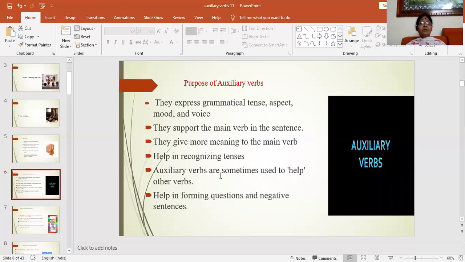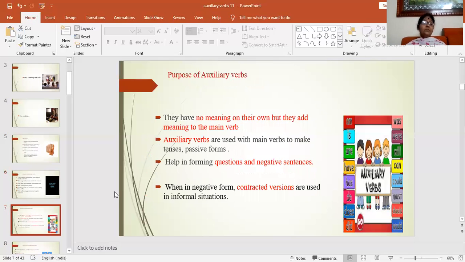Now, these helping verbs are sometimes used to help the other verbs. That is the reason they are called helping verbs. They also help in forming questions and negative sentences, right? So they express grammatical tense, aspect, mood, and voice. Not only that, we also know that these helping verbs have no meaning on their own, but they add meaning to the main verb when they are attached with the main verb, right?